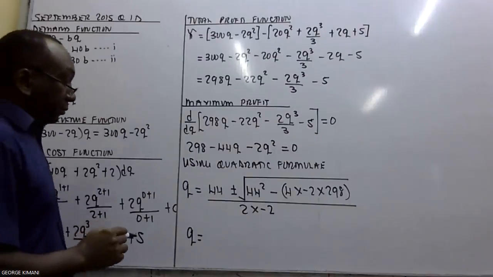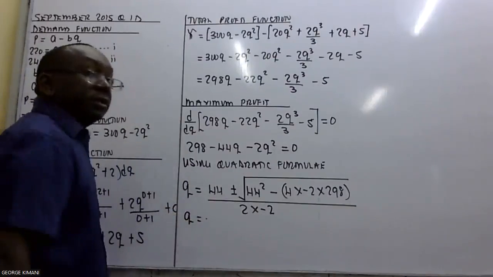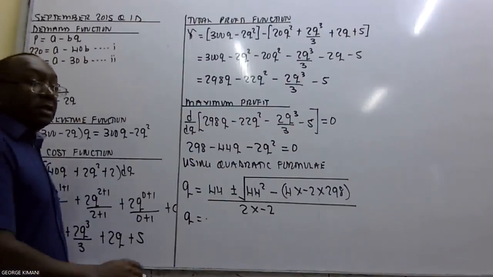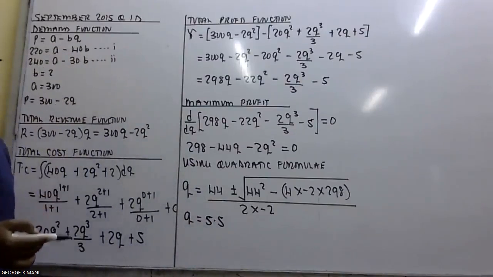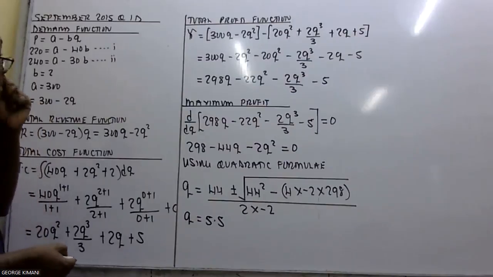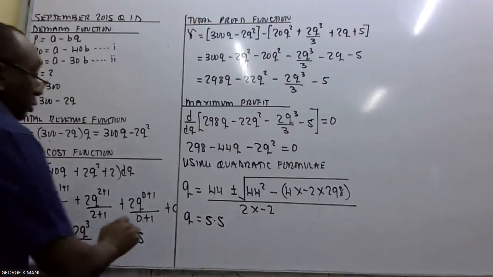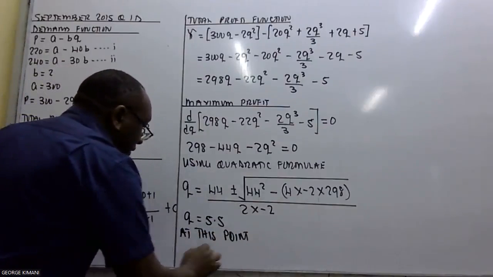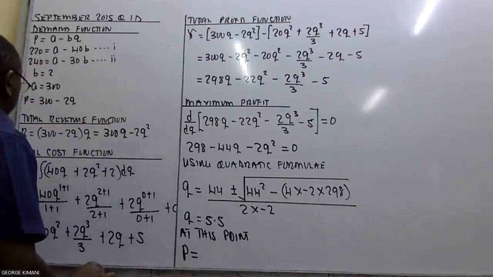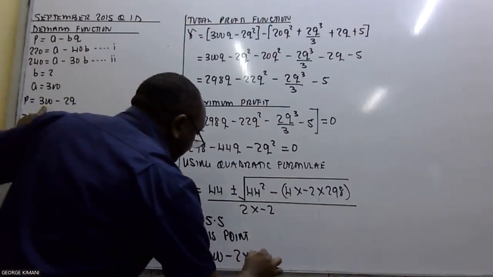Q is 5.5. Okay. The other one was negative. Okay. So if that is the case, the question was asking us to give the price. So at this point, P will be equal to 300 minus 2 times 5.5.